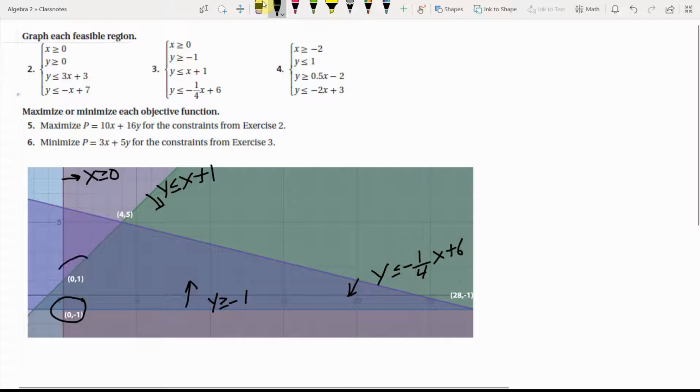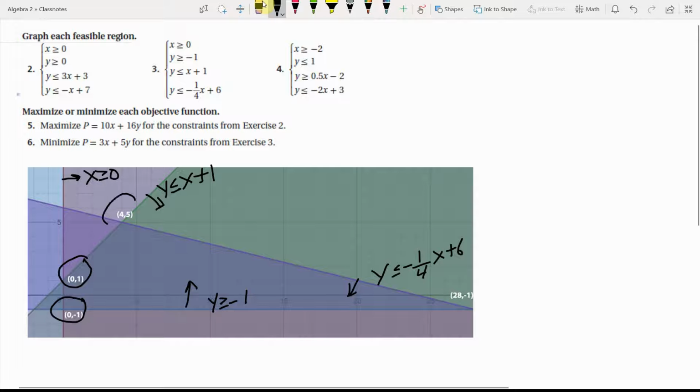Here, this corner point, again, I guess is kind of easy to see. So again, we have the line x is 0, and then we have the equation y is equal to x plus 1. So the y-intercept is 1. So the corner point or vertex is x is 0, and then y is 1. So that's kind of easy to see.